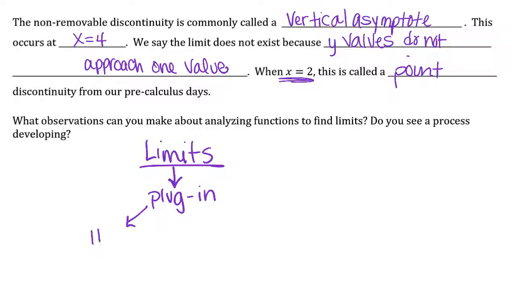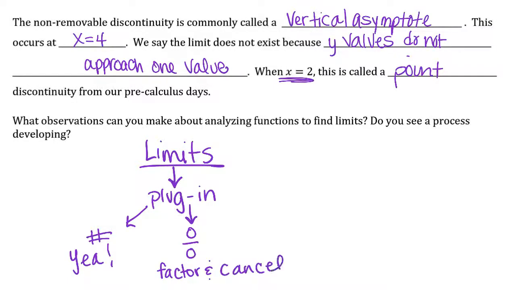One thing, if we plug in and we get a nice, neat number, yay, you are done. That is your answer. If you plug in and you get 0 over 0, well, that means that you probably need to factor and cancel and then replug in because something's going on there, and it's probably a hole in the graph. It's probably a removable point of discontinuity.